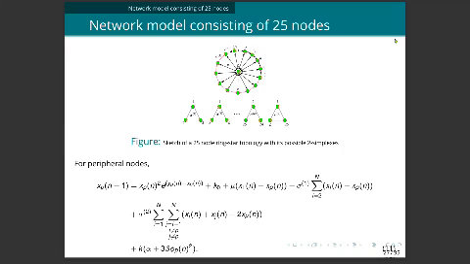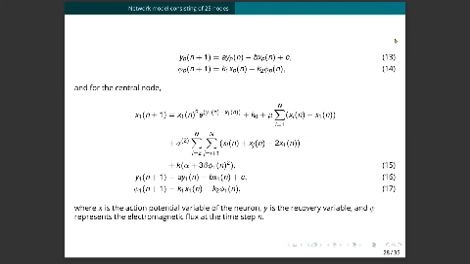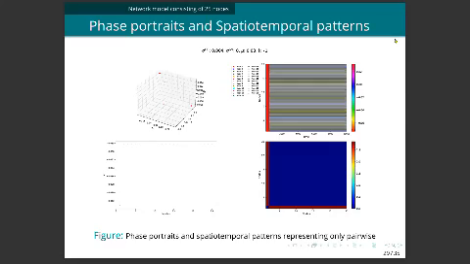In addition to the activation potential and recovery variable, here we also consider electromagnetic flux, which is represented by phi. So by considering all this, we derive the equations for peripheral nodes and central nodes. These are the equations. Now, for this also, we have plotted some phase portraits and spatiotemporal patterns.